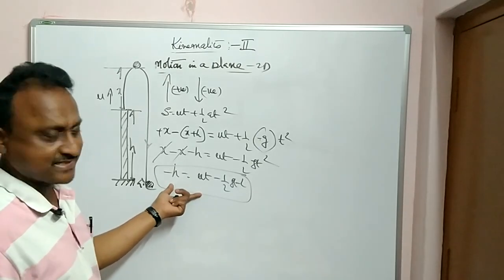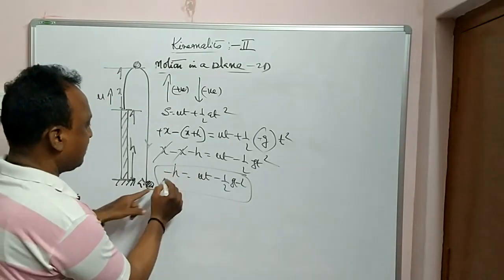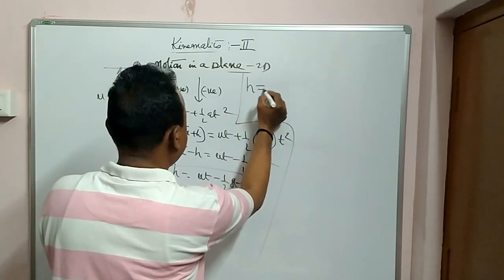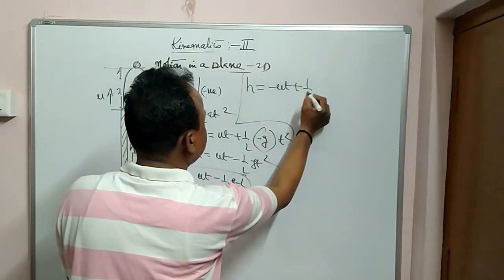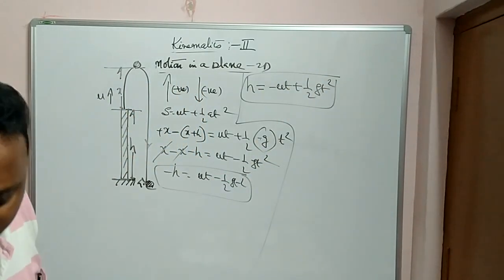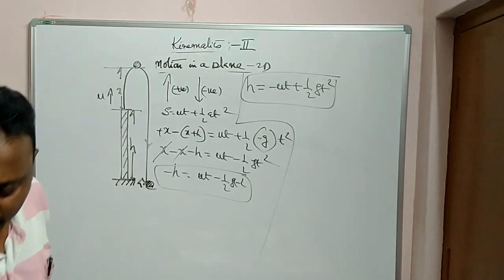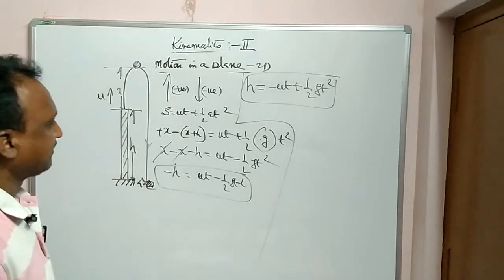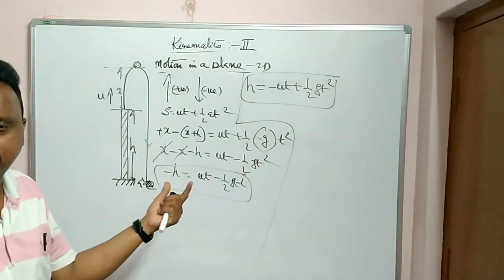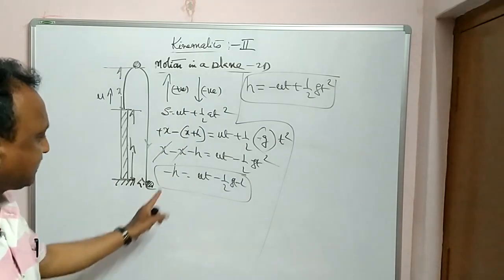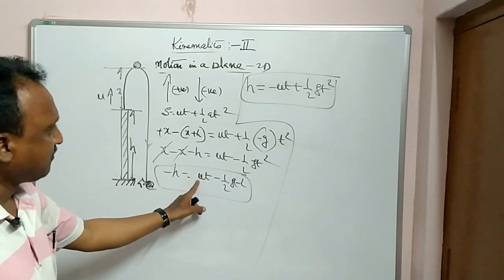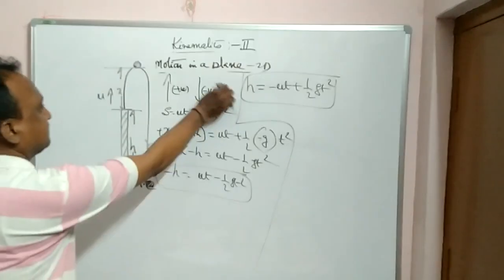This equation you can also change by multiplying throughout with minus 1. When you multiply throughout with minus 1, the equation changes to h is equal to minus ut plus half gt square. Please note that down, it's very important. Now we will do one numerical regarding this. Either you can apply this formula, minus h is equal to ut minus half gt square, or multiply by minus 1 throughout, then h is equal to minus ut plus half gt square.